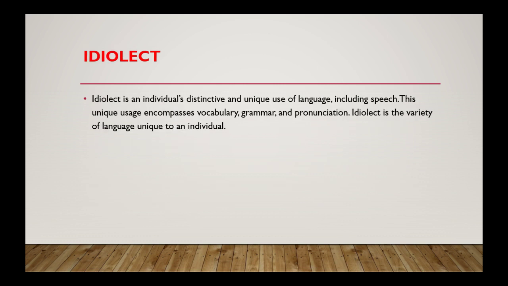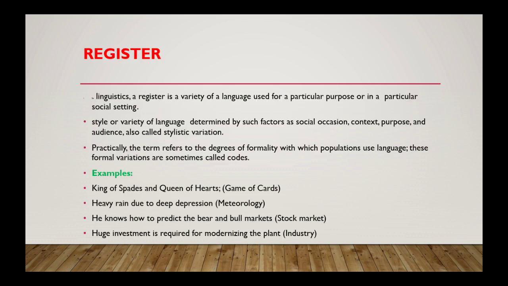Next is idiolect. Idiolect is an individual's distinctive and unique use of language, including speech. This unique usage encompasses vocabulary, grammar, and pronunciation. So this is quite unique and typical of an individual's way of speaking, which includes grammar, vocabulary, pronunciation, all the phonetic aspects. Okay, so idiolect is the variety of language unique to an individual.